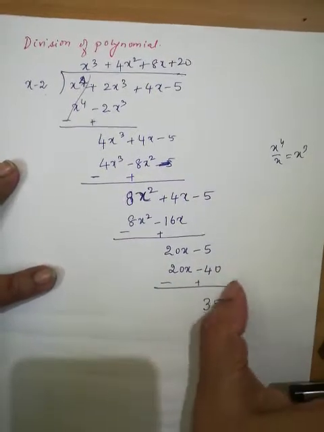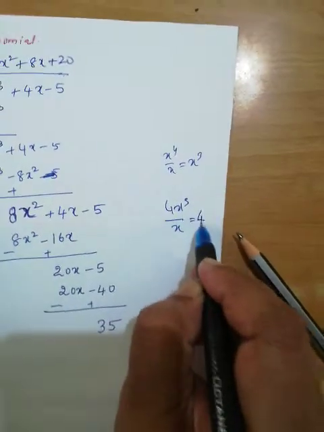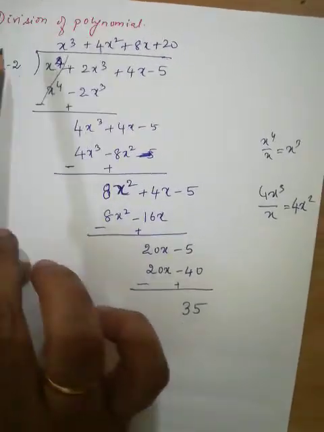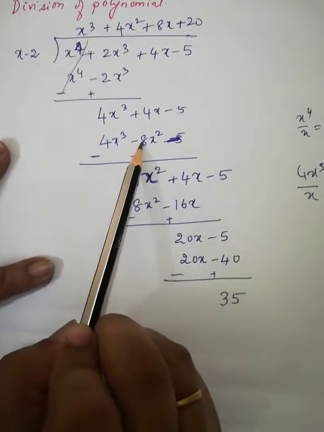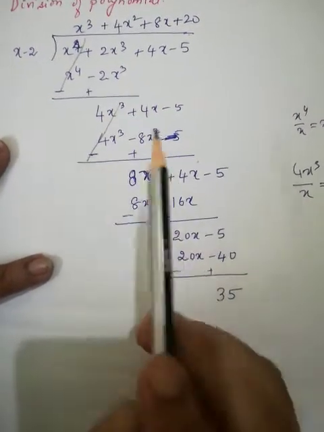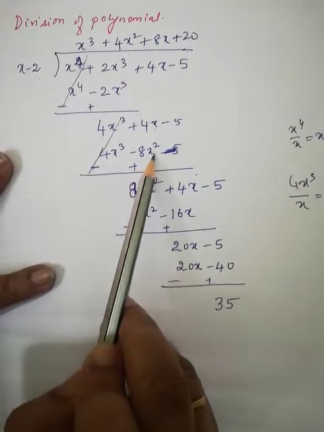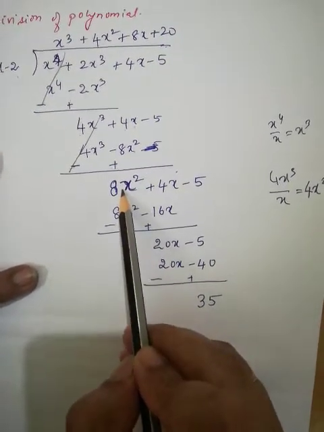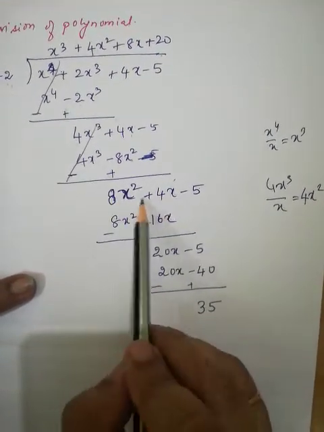Then again the first term 4x cube, you will divide it by x, and what you get is 4x square. So 4x square will be in the quotient. 4x square into x is 4x cube. 4x square into minus 2 is minus 8x square. Then you subtract. The sign will change. This will cancel. Now you cannot subtract these two because they are unlike terms. This is x and this is x square. You cannot subtract. You have to keep it as it is. So plus 8x square, you keep it as it is. Then we write 4x, then we write 5 because we want to write it in the descending order of the exponent.